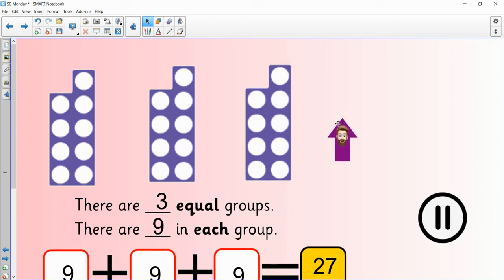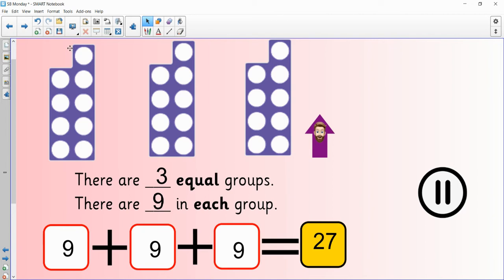10, 11, 12, 13, 14, 15, 16, 17, 18, 19, 20, 21, 22, 23, 24, 25, 26, 27. Did you do it like that? Did you count them in twos? Did anybody see that, it's nearly 10? So 10, 20, 30, but I've got to take off 1, 2, 3. And that makes 27. Did anybody do any clever counting like that?